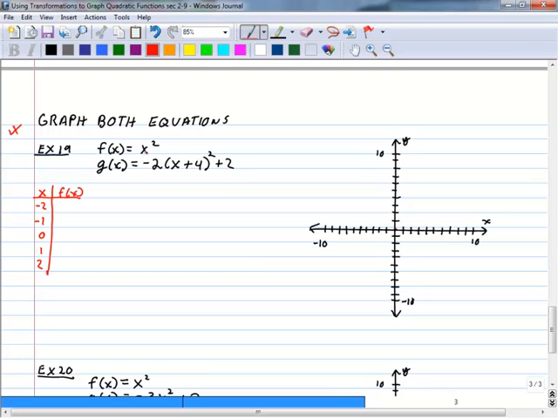So plugging that into f of x, -2 goes in here, and that means -2 squared, or -2 times -2. Well, a negative times a negative is a positive, and 2 times 2 is 4. Same thing here, -1 squared. Well, -1 times -1 is 1. 0 times 0 is 0. 1 times 1 is 1. 2 times 2 is 4.